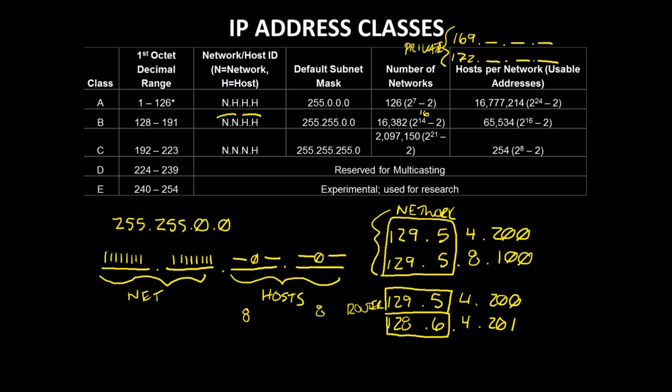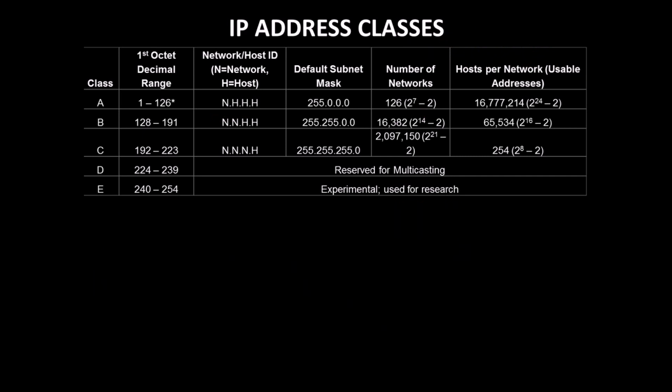Notice in Class B that we have a closer range of how many networks there can be versus how many hosts on each of those networks that you have available. We'll now talk about Class C, which is a range of 192 to 223 and typically represented by a 255.255.255.0. Again, binary representation.